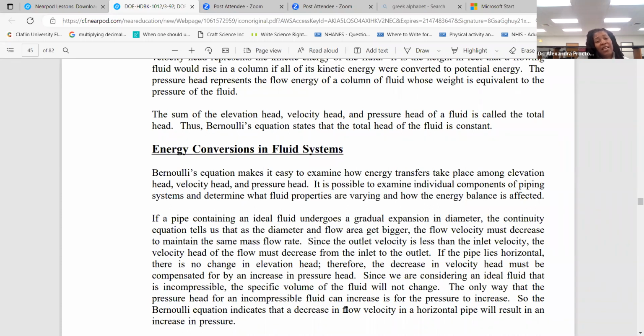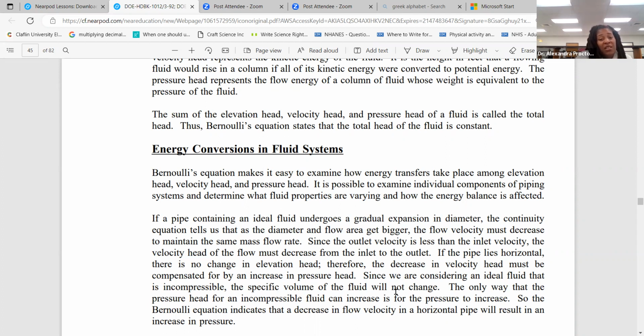So if a pipe containing an ideal fluid undergoes a gradual expansion in diameter, the continuity equation tells us that as the diameter and flow area get bigger, the flow velocity must decrease to maintain the same mass flow rate. So since the outlet velocity is less than the inlet velocity, the velocity head of the flow must decrease from the inlet to the outlet. If the pipe lies horizontal, there is no change in the elevation head. Therefore, the decrease in velocity head must be compensated for by an increase in the pressure head.